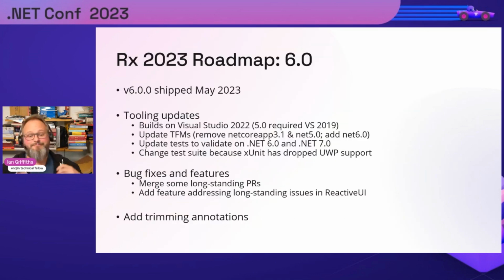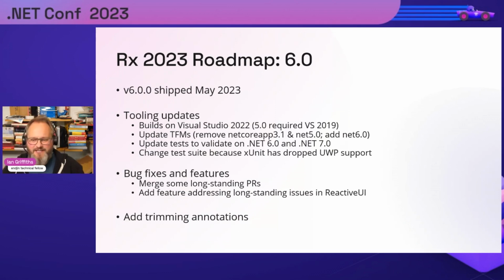Well, start of this year, we published up on the repo, github.com/dotnet/reactive, that's where you can find it, a roadmap that was essentially in two phases. We had plans for a 6.0 release, which has already happened. That happened in May, and also plans for a 7.0 release.